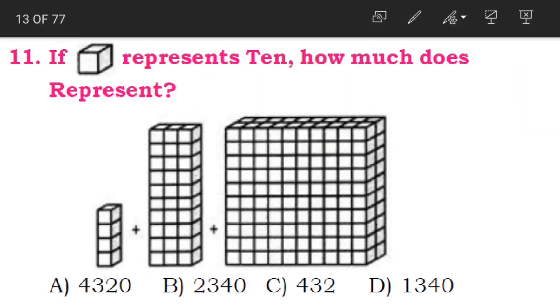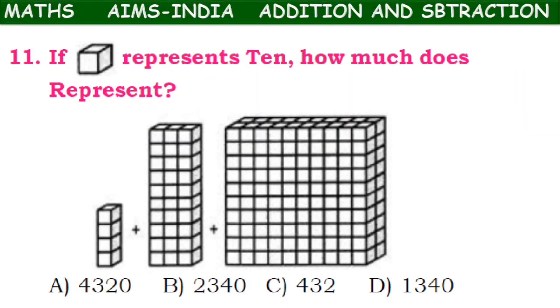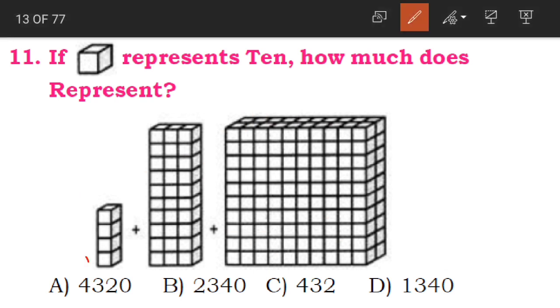If one block represents 10, how much does the given figure represent? See. 1, 2, 3, 4. So 10 fours are 40. 10 fours are what? 40. 1 is 10, right? So we are having 4 blocks here. 10 fours are 40.